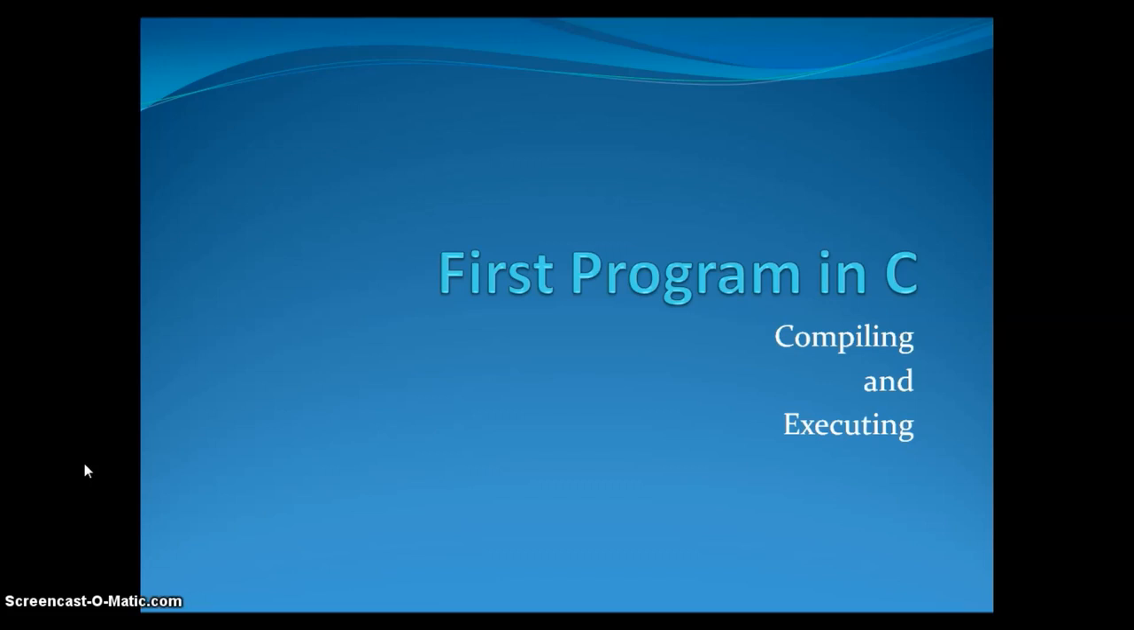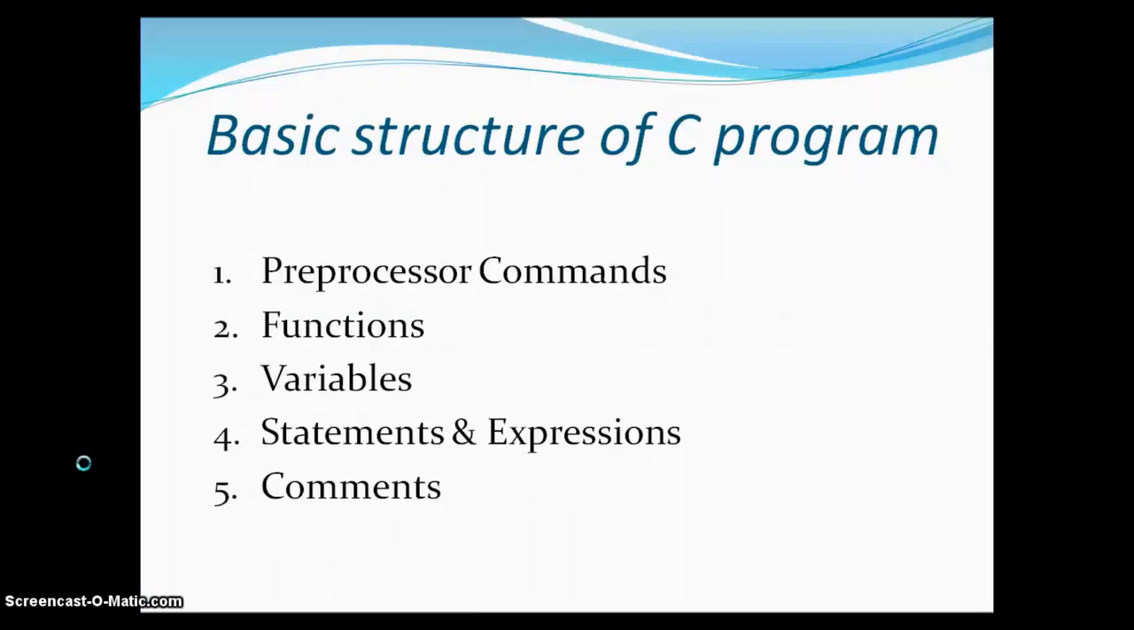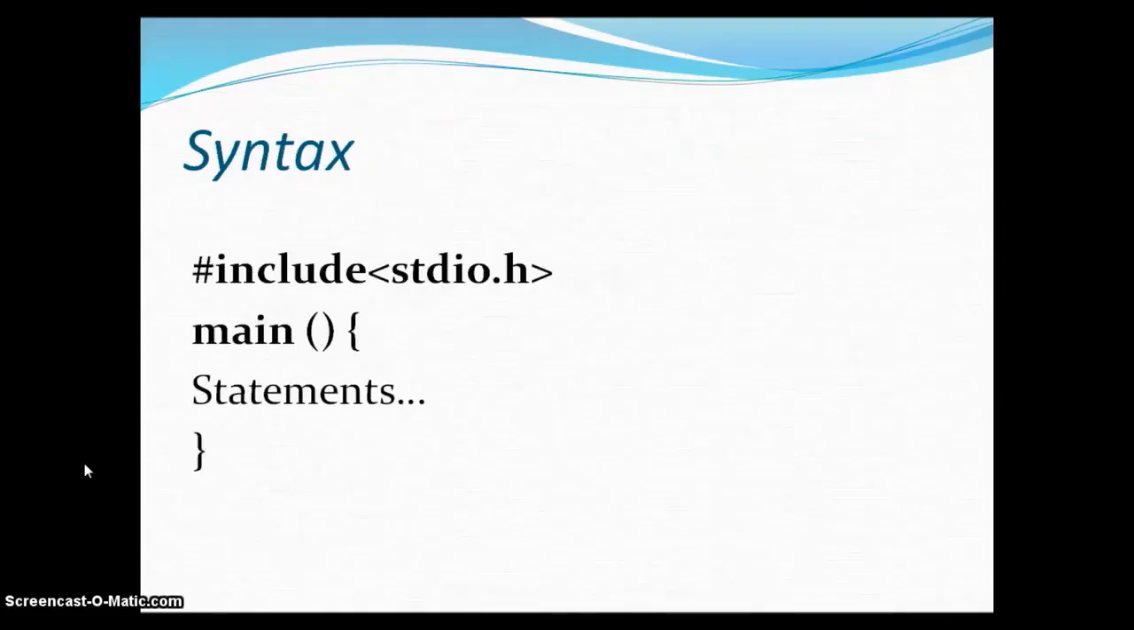Let us look into our first program in C. The basic structure of C program consists of preprocessor commands, functions, variables, statements and expressions, and comments. This is how the syntax of the basic C programming looks like.